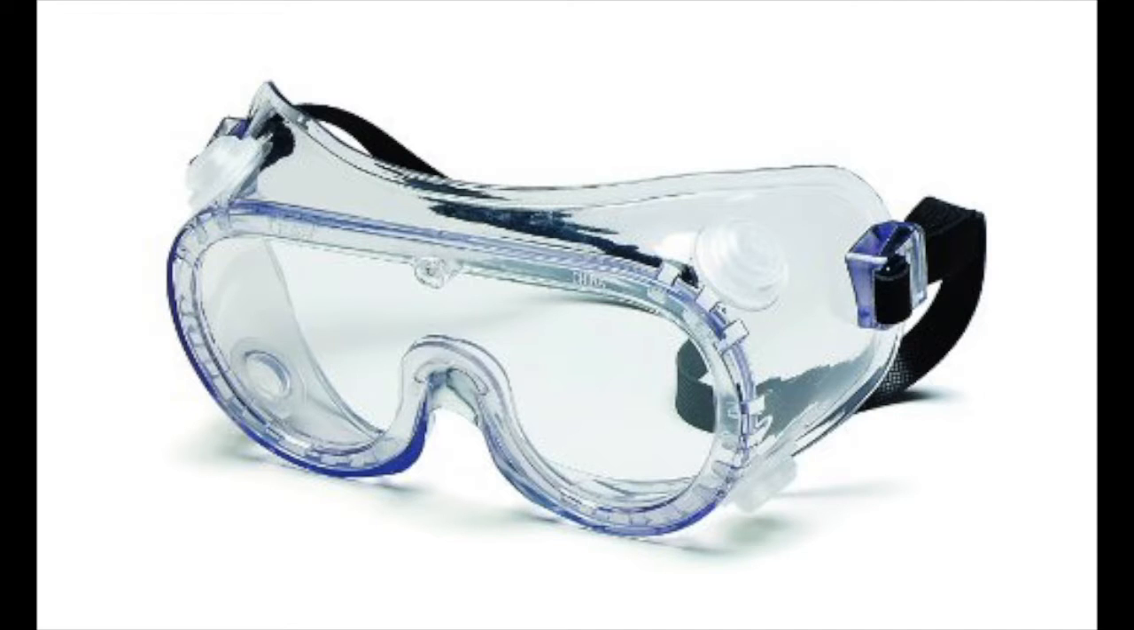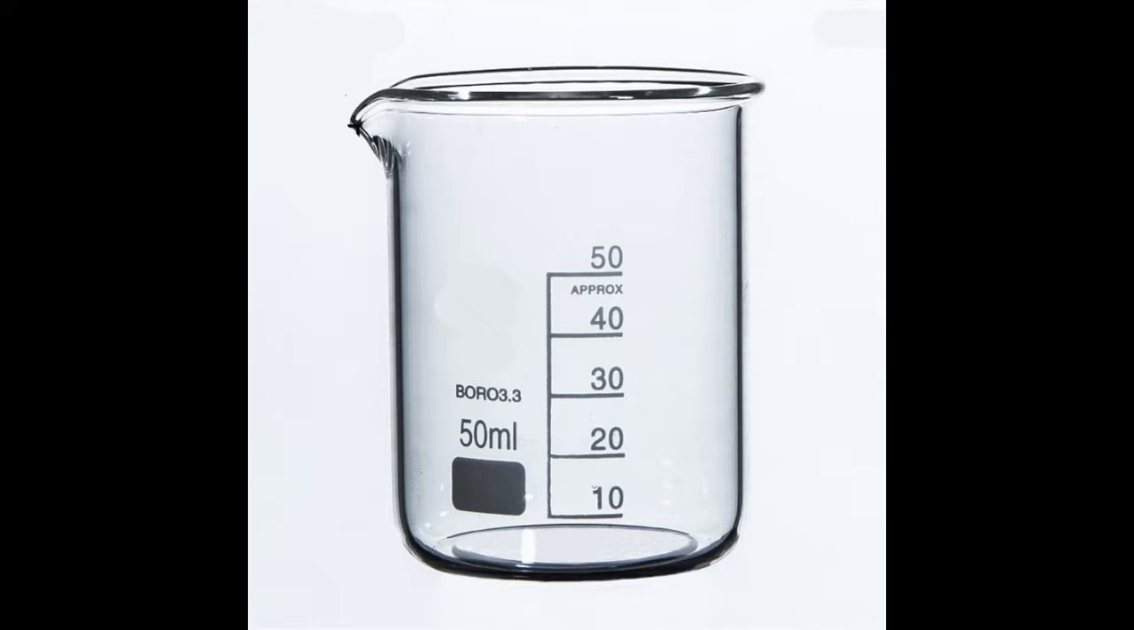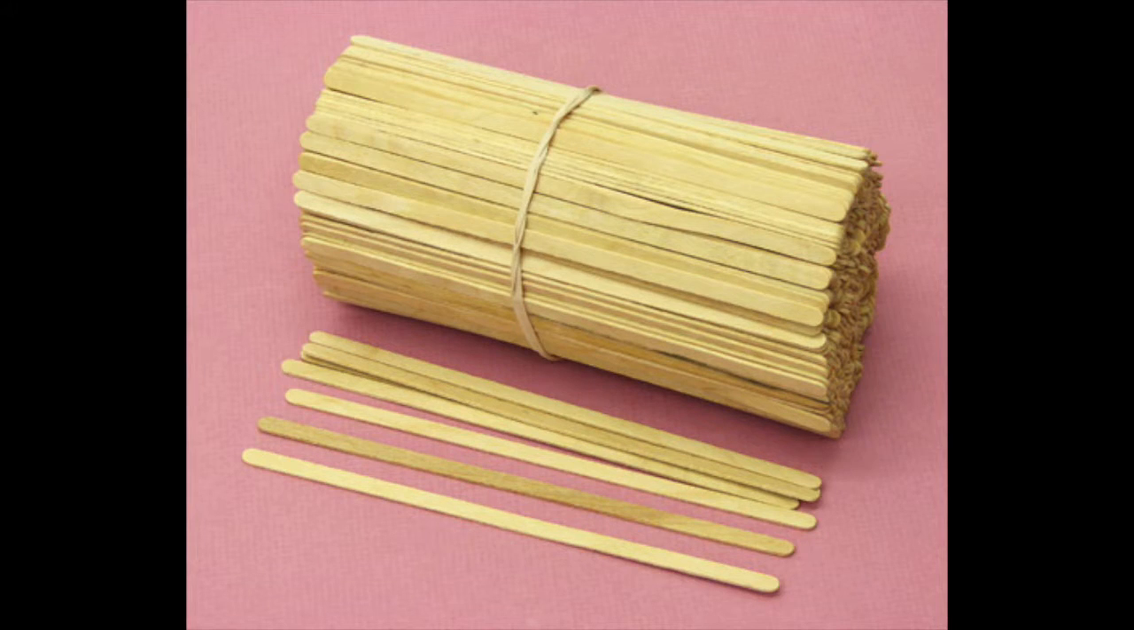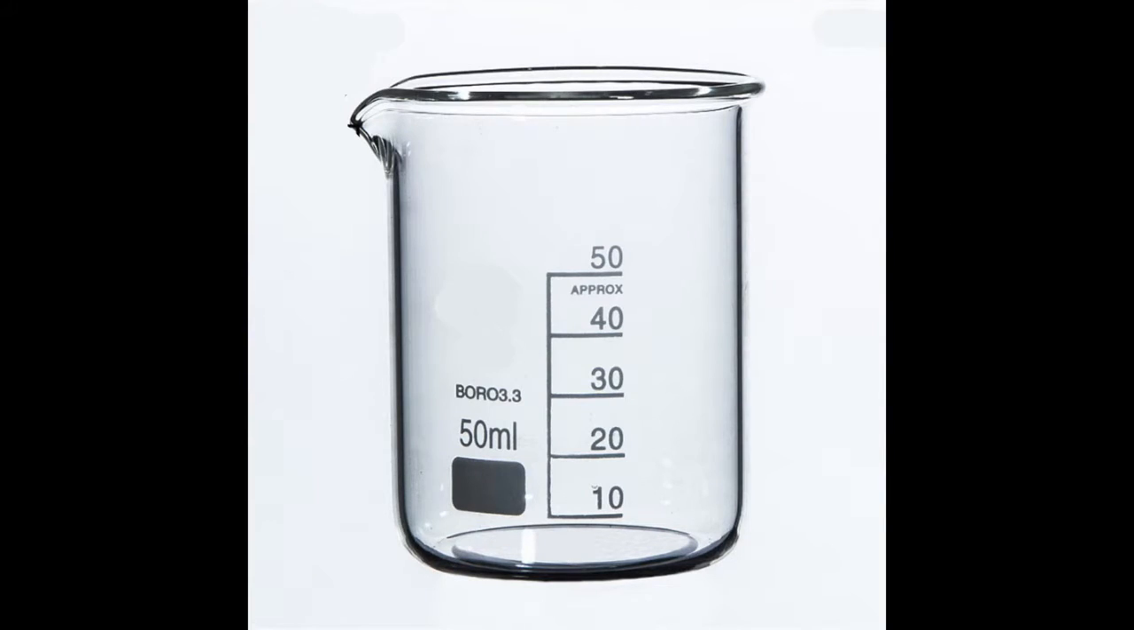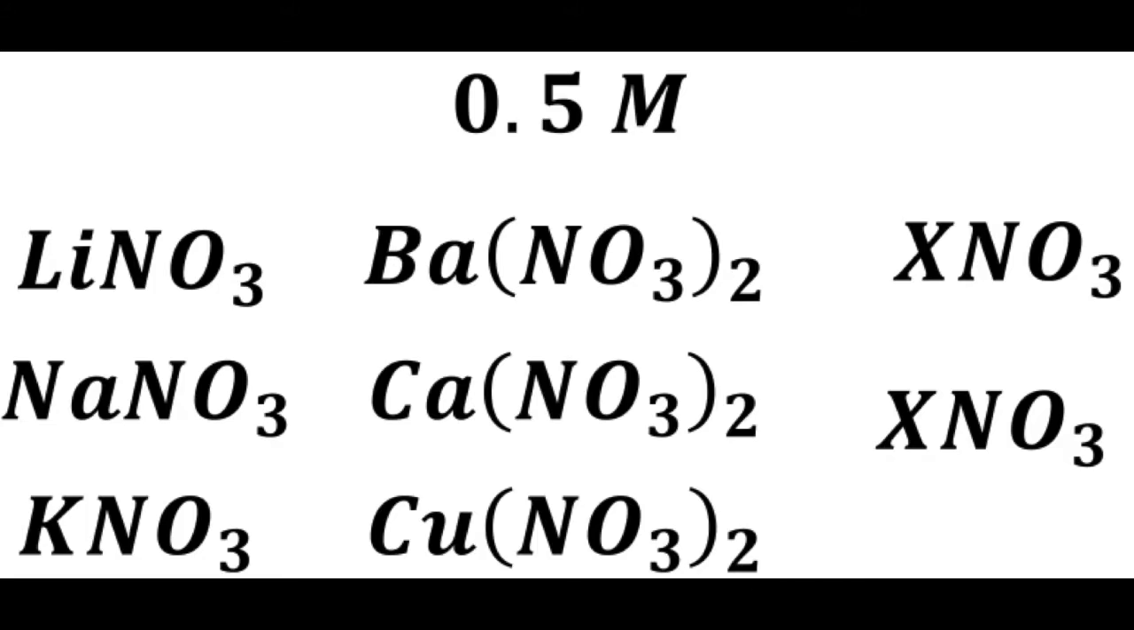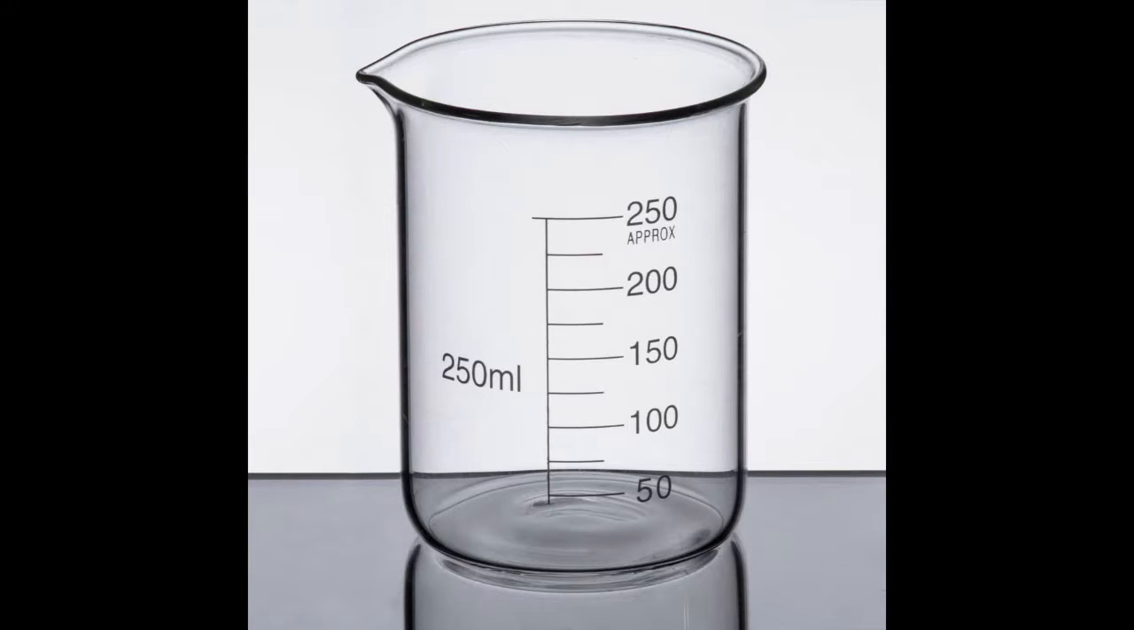Materials: goggles, apron, Bunsen burner, flint lighter, 8 250 milliliter beakers, each containing 1 splint for each student group. Each splint soaked in 0.5 moles per liter solution of one of the following: lithium nitrate, sodium nitrate, potassium nitrate, barium nitrate, calcium nitrate, copper nitrate, and 2 unknown metal nitrates. Beaker containing water for extinguishing splints.